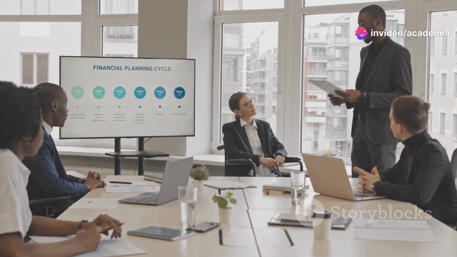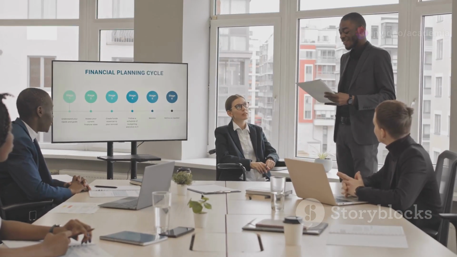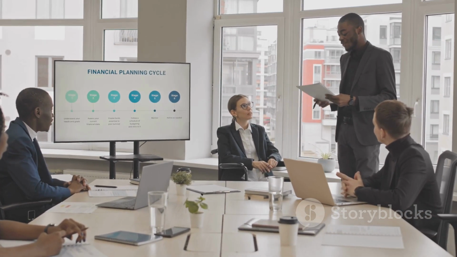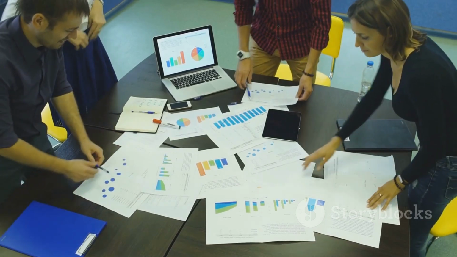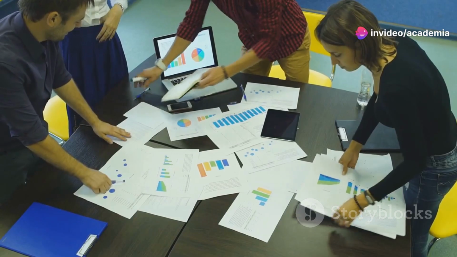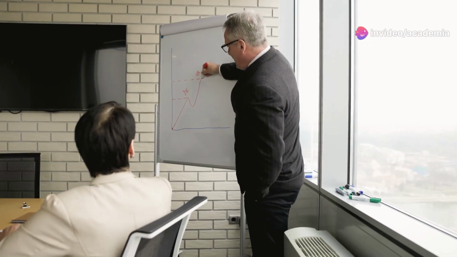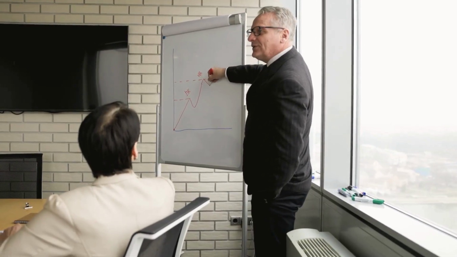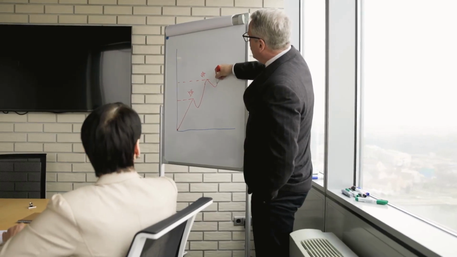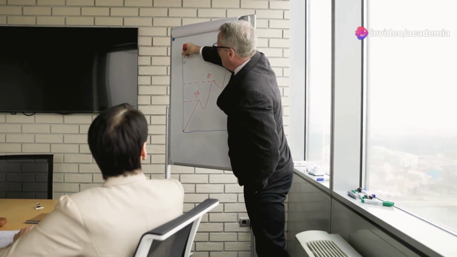Capital budgeting is a critical process for businesses of all sizes, from small startups to large multinational corporations. It involves making informed decisions about long-term investments which can significantly impact a company's future growth and stability. One of the most widely used methods in capital budgeting is the net present value, or NPV method, which is essential for evaluating investment opportunities.